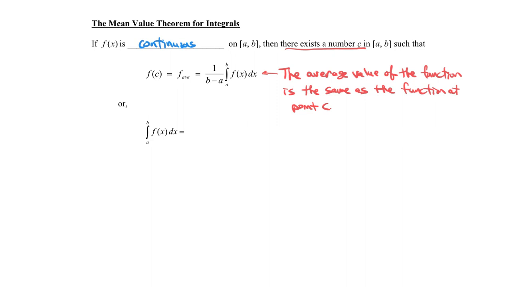So you'd have b minus a times f of c. And when we look at a picture on the next page, just remember this is going to be the base, and this is going to be the height. This is easier to see than this, because we're going to see it in the picture. So we've got base times height. Let's take a look and see what it is saying.